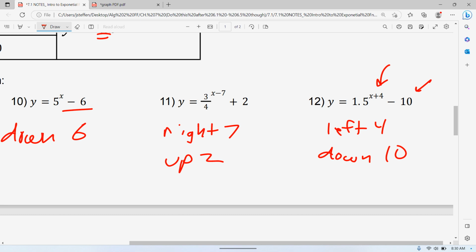But again, the good news is that's not any different than what we did earlier in first semester. It was like chapter 2 maybe, when we took a quadratic and moved it up, down, left, and right, or an absolute value. It's the same thing. Same rules apply.